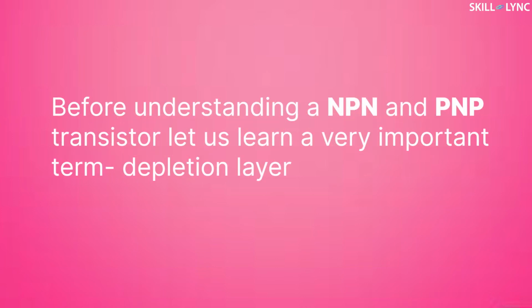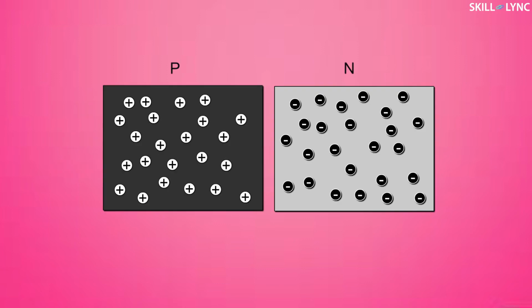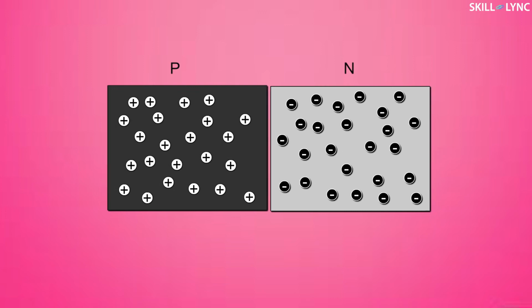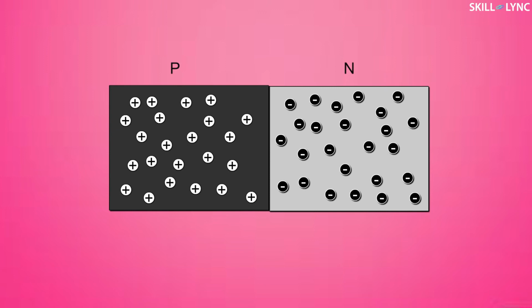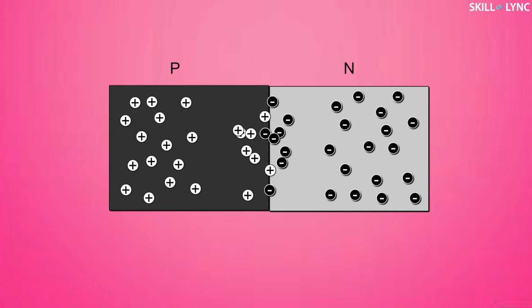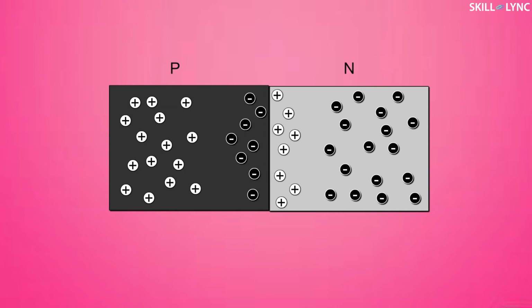Before understanding an NPN and PNP transistor, let us learn a very important term: depletion layer. The P-type semiconductor is filled with holes and the N-type semiconductor is filled with electrons. When these 2 semiconductors are brought together, the electrons from the N region develop a tendency to migrate towards the holes at the P region, leaving a positive ion behind. Because of this combination, a negative ion is created at the P region. This creates a region called the depletion layer. The depletion layer inhibits any further electron transfer unless a forward bias is applied.